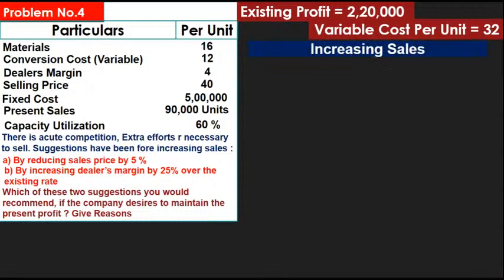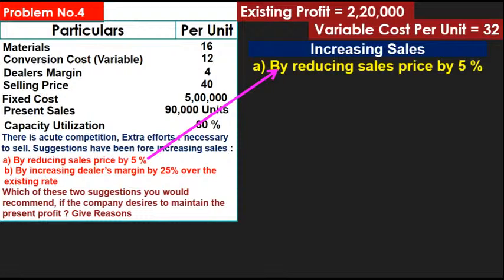Next one, increase in sales. The first option is increasing sales by reducing the selling price by 5%. This is the first option available to the company to increase the sales. Sales rupees 40. Now there is a suggestion to reduce the selling price by 5%. What is the selling price? 40, less reducing price by 5%.